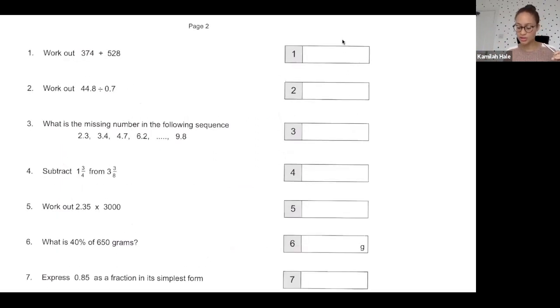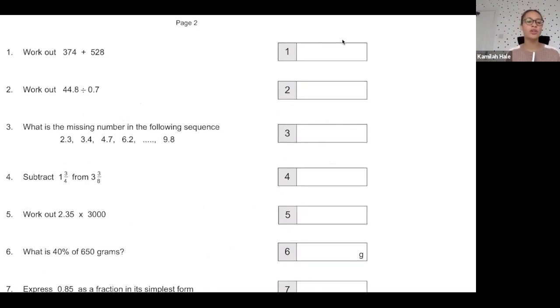Right, as usual, why don't you go through the first 3 questions nice and quickly for me, work those out. I'm going to be working them out on the board, I think, while you're working them out, just in case anyone would like some guidance on them. So 374 plus 528. Hopefully that's nice and easy.